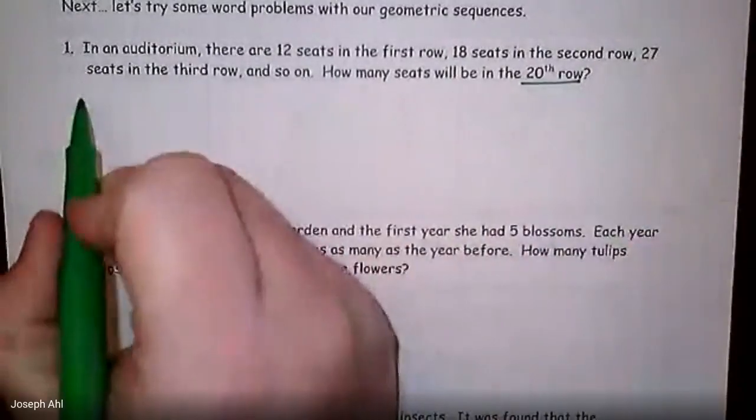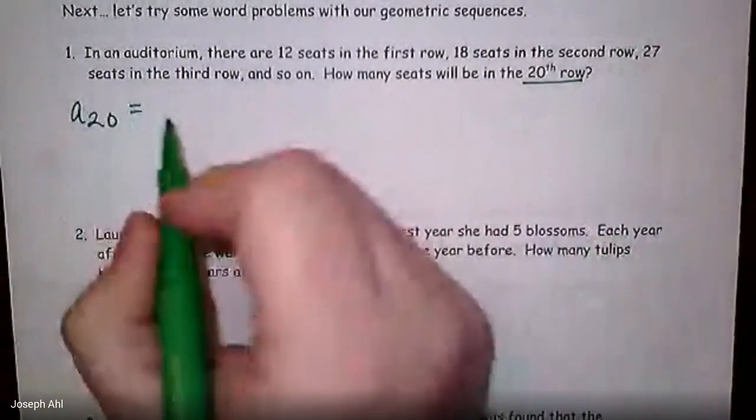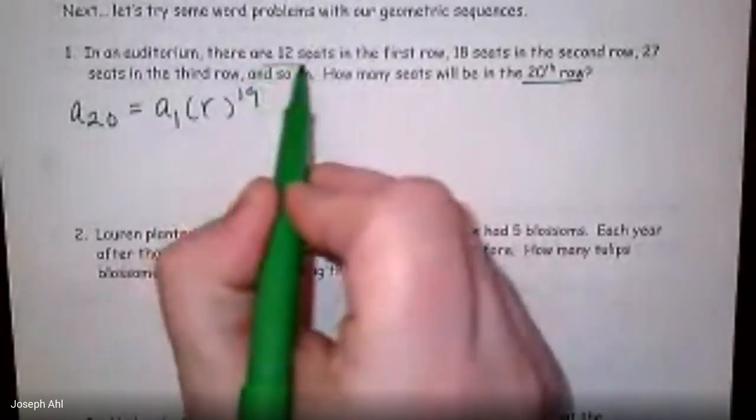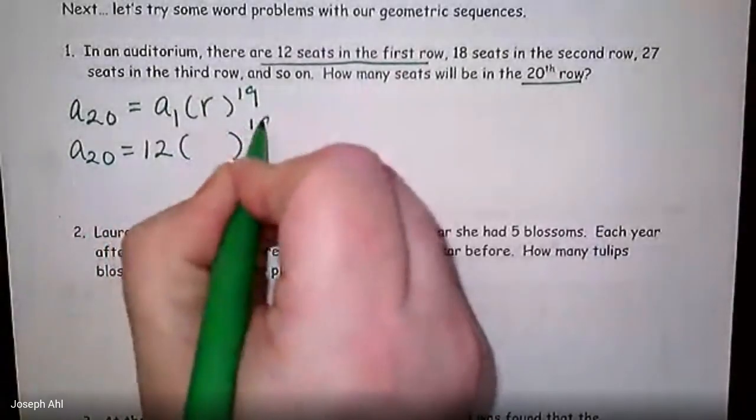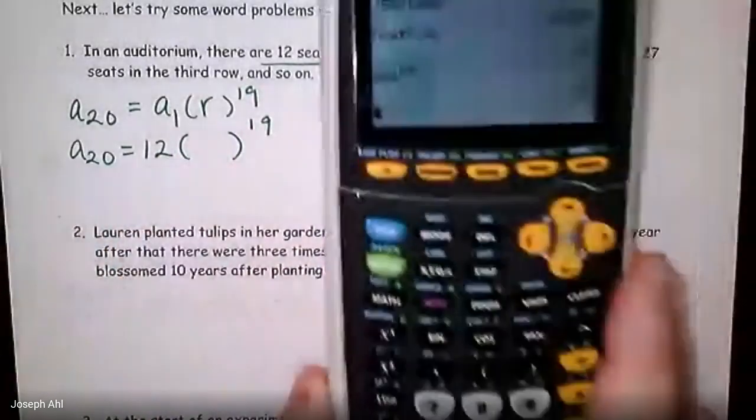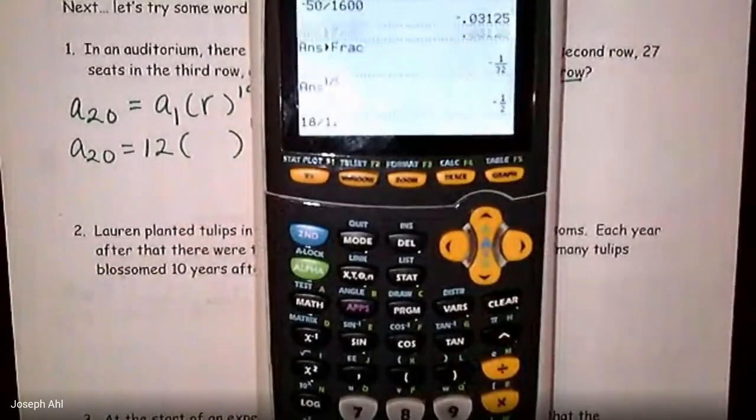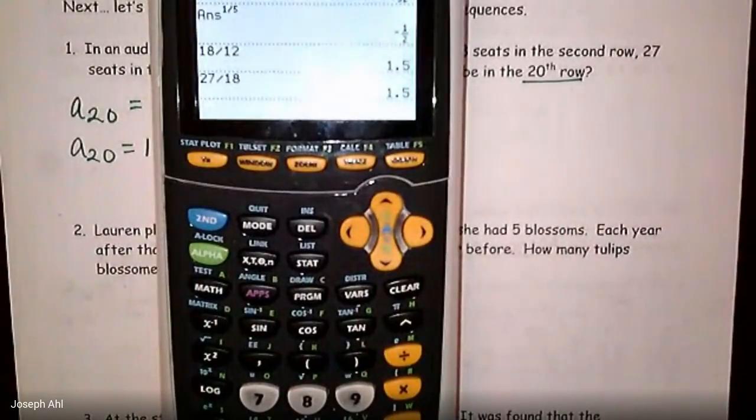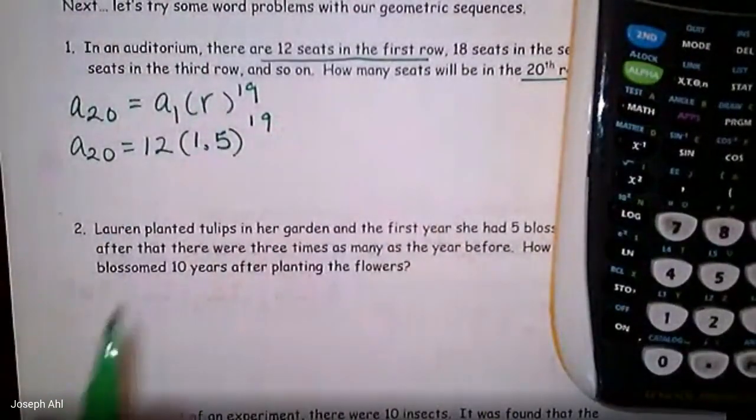So to figure out the 20th row, A20, since I'm pretty confident this is geometric, it's going to be A1 times R to the 19th. So I definitely know that A1, the number of seats in row 1, is 12. So A20 would equal 12 times R to the 19th power. To figure out what R is, you can double check it by doing 18 divided by 12, which is 1.5. Maybe just quickly confirm that 27 over 18 is also 1.5. So we have that ratio correct there. So this is going to be a ratio of 1.5.